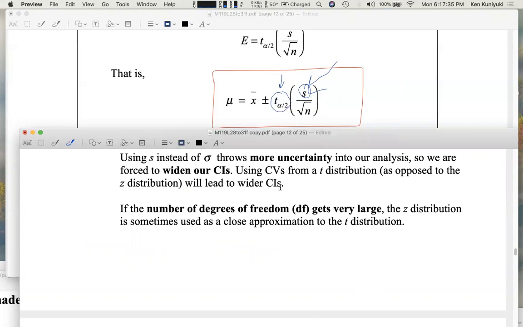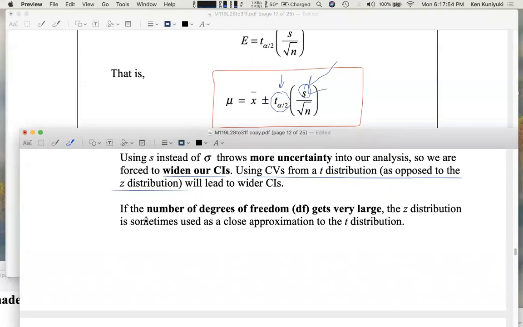The price we pay for that is that we have wider confidence intervals because we're using critical values, CVs, from a T distribution as opposed to the Z distribution. And for a given confidence level, the positive T critical value will be larger than its counterpart Z critical value.